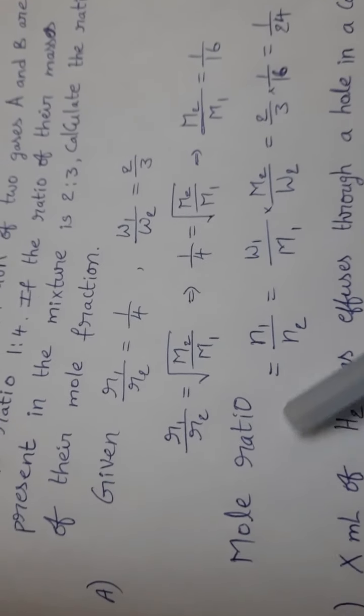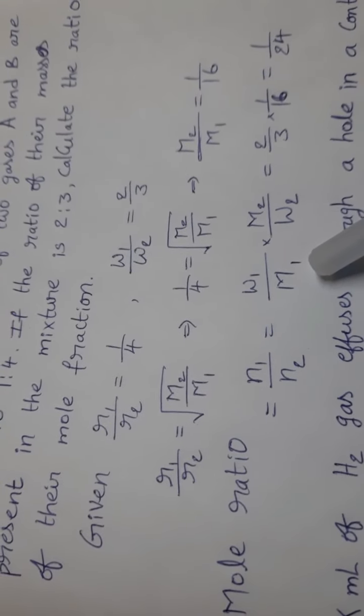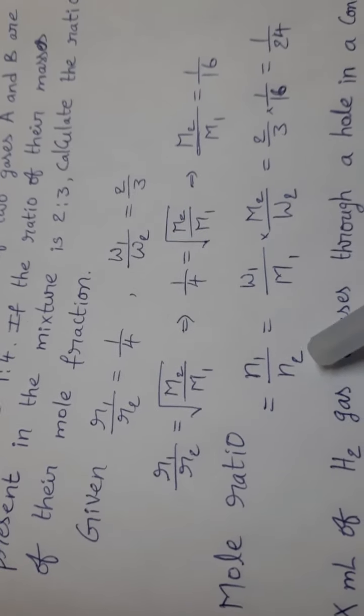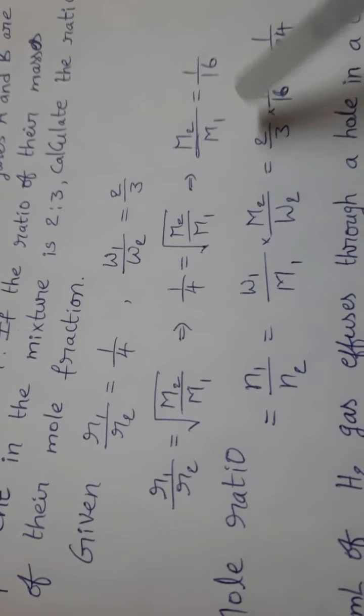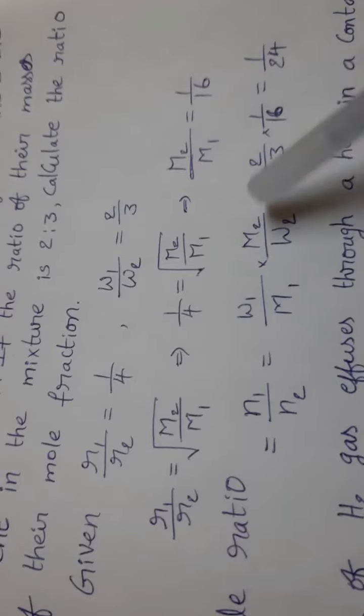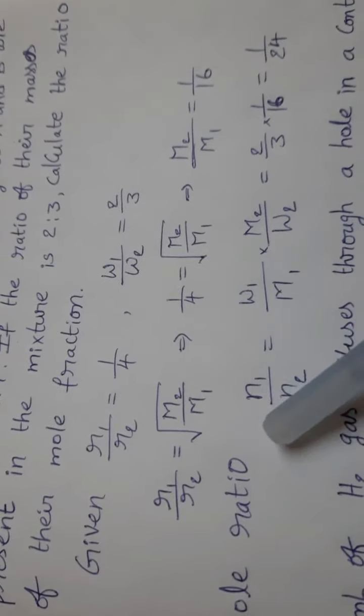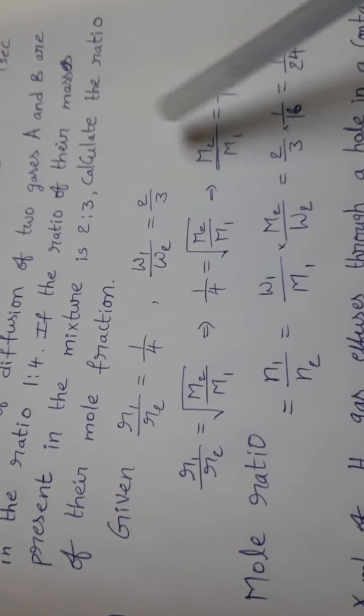So mole ratio we want, that means N1 by N2 equal to W1 by M1 into, N2 means W2 by M2. So W1 by W2 means 2 by 3, this one. M2 by M1 means 1 by 16, that is this one, so 1 by 24. So mole ratio of these two gases is 1:24.